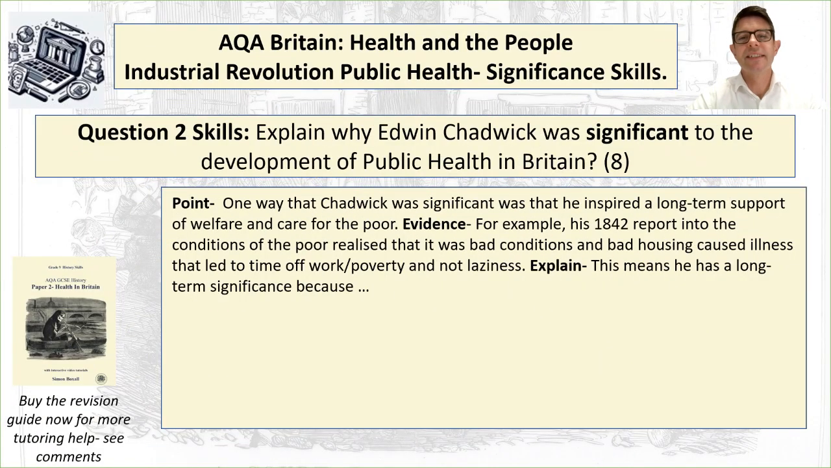Okay, so I've gone for this. So I said, for example, his 1842 report into the conditions of the poor realised that it was bad conditions and bad housing causing illnesses that led to time off work, poverty, and it was not laziness of the workers as some people believed. So now we need to explain the significance of this. So this means you had a long-term significance because, and then explain. So we need to go into the longer-term events. And this might even step away from Chadwick's work into an era that's got nothing to do with him, if you believe you want to do that. Go for your answer now.